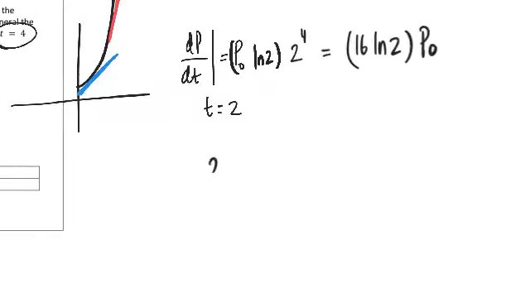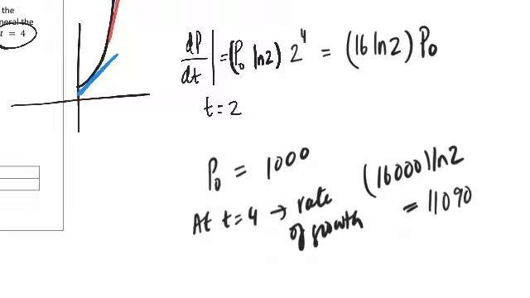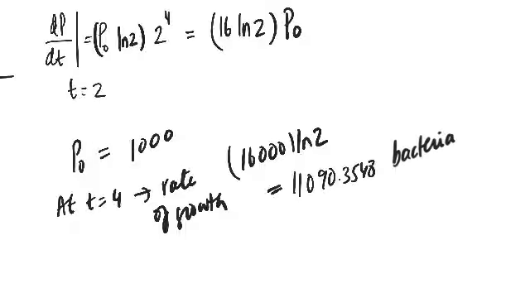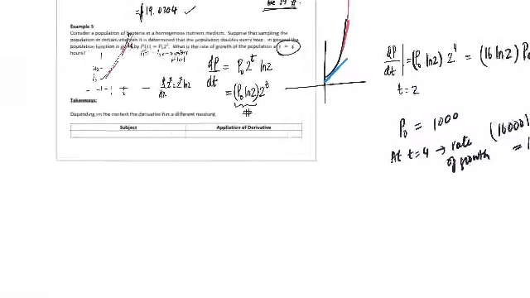So, if p0 was 1,000 bacteria, then at t is equal to 4, the rate of growth would be 16,000 times ln 2, which is also a number, by the way. So if I go in my calculator and I do 16,000 times ln 2, I would get 11090.3548, and this is in bacteria per hour, right? That would be the rate of growth of the bacteria at t is equal to 4 using this model.